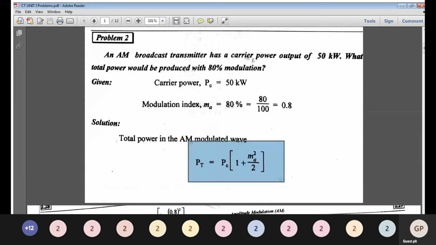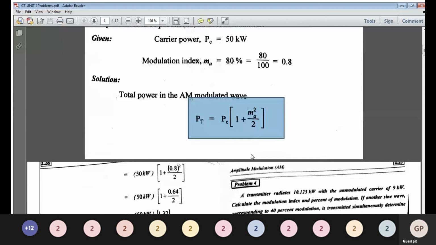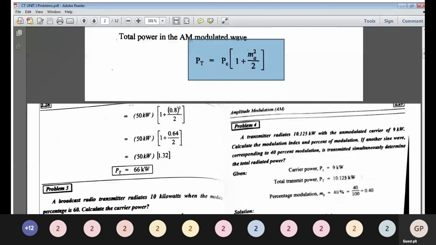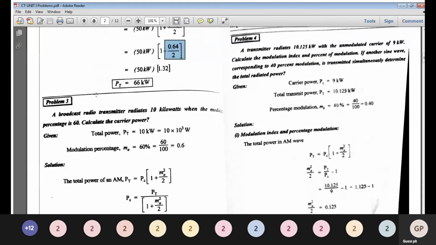Total power PT is equal to PC into 1 plus MA square by 2. So the PC is provided, MA is also provided. Substitute in this formula, we'll get the answer. So 50 kilowatts into 1 plus 0.8 square by 2, that is equal to 50 kilowatts into 1.64. After multiplying this, you will get the answer as 66 kilowatts.